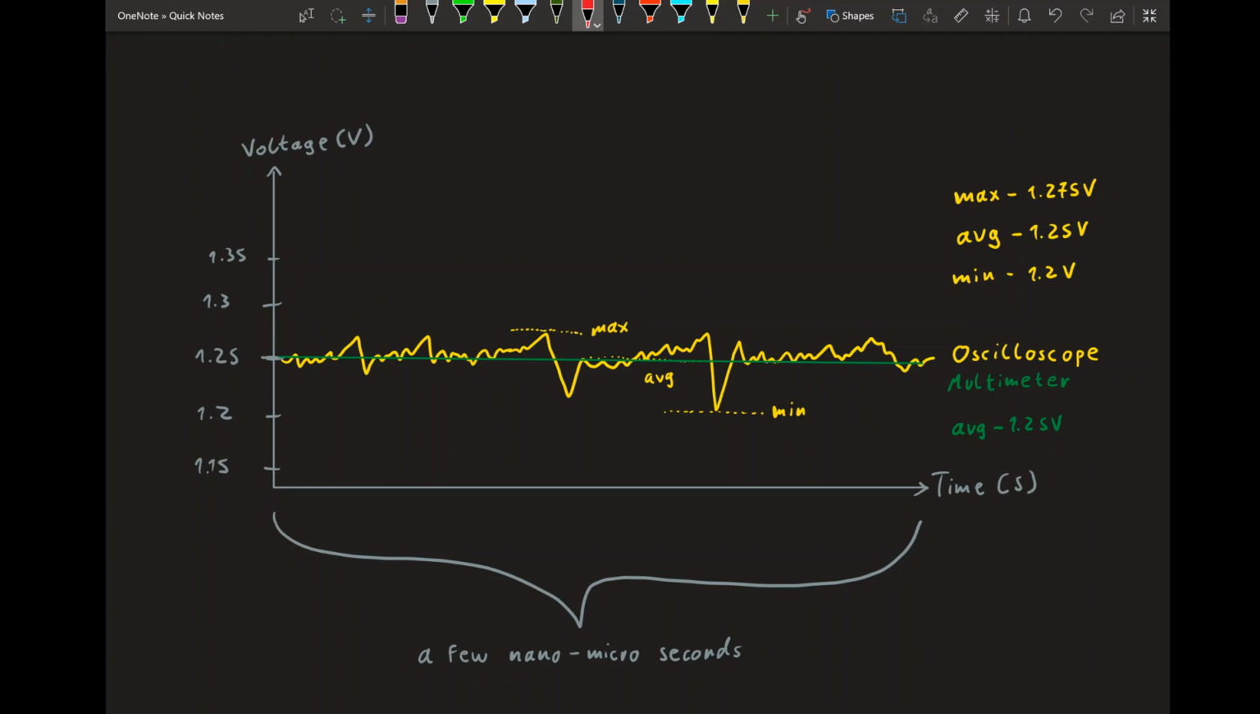DS1054Z. So first off, right here I have a nice neat graph. The y-axis is voltage and the x-axis is time. Specifically, the time axis is on the scale of a few nano to microseconds. So it is a very, very small time frame.